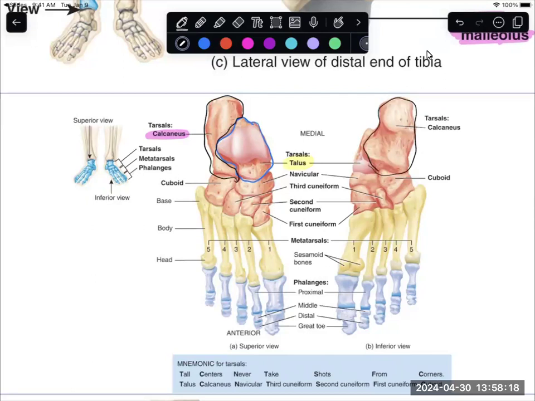In front of the talus, we have the navicular bone. So this navicular bone through here. Then we have three bones that have the same name, just labeled first, second, and third. So we have first cuneiform, second cuneiform, and third cuneiform. So that first cuneiform lines up with that first toe, that second cuneiform with the second toe, the third cuneiform with the third toe. And the last bone here is the cuboid. The cuboid comes in contact with the fourth and fifth toe.